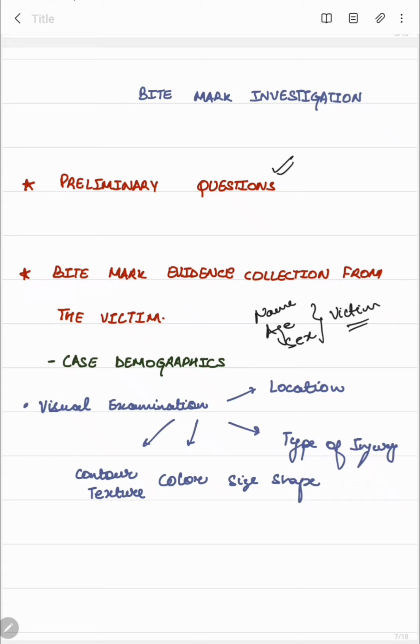After that, visual examination of the bite mark should be done. So the location or the orientation of the mark is noted, and the type of injury, right? Whether it is laceration or avulsion or simply a contusion or bruise, right? The shape, size and color of that bite mark, right? Contour and texture of the skin or the elasticity of the bite site should be examined properly, right?